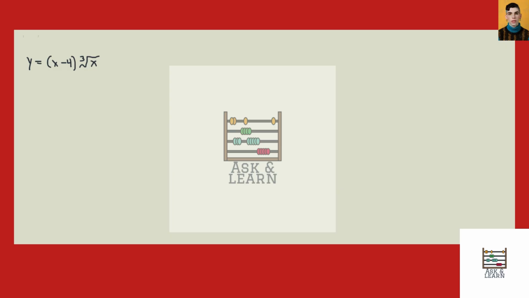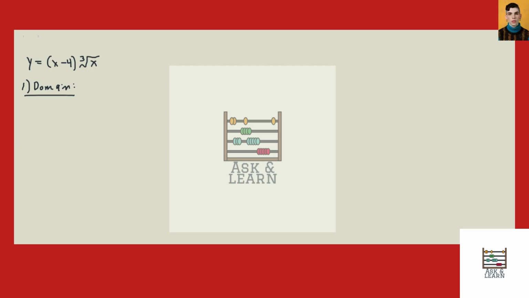We want to sketch the curve y is equal to x minus 4 times the cube root of x. Now in this chapter they give us this laundry list of steps we should follow, so we're just going to go one by one through that list. The first thing they suggest that we find is our domain.